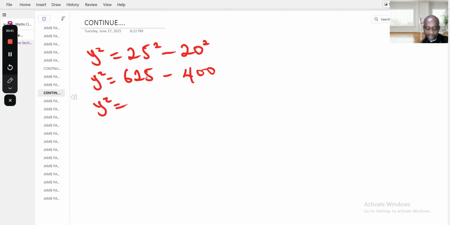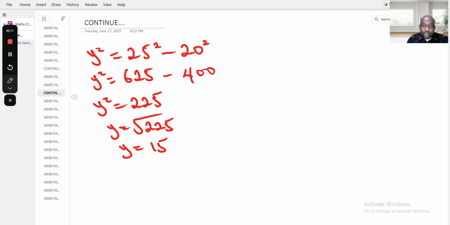Therefore, 625 minus 400 is going to give us what? 225. Now, just drop the square root on the 225. What is the square root of 225? It's going to give us 15.